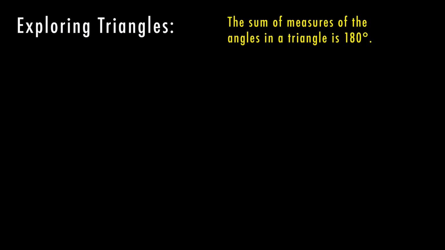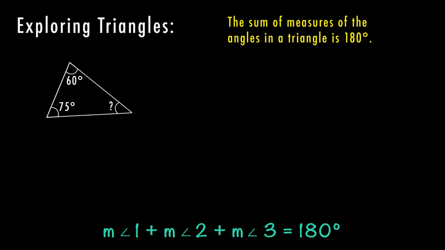Now let's look at the angle measures of a triangle. This one says the sum of the measures of the angles in a triangle is 180 degrees. So here's a formula for you. You can say the measure of angle 1 plus the measure of angle 2 plus the measure of angle 3 has to equal 180 degrees. And I know this because there are only 3 angles in a triangle. So using this formula, let's see if we can figure out the actual degrees of the angle that is missing.